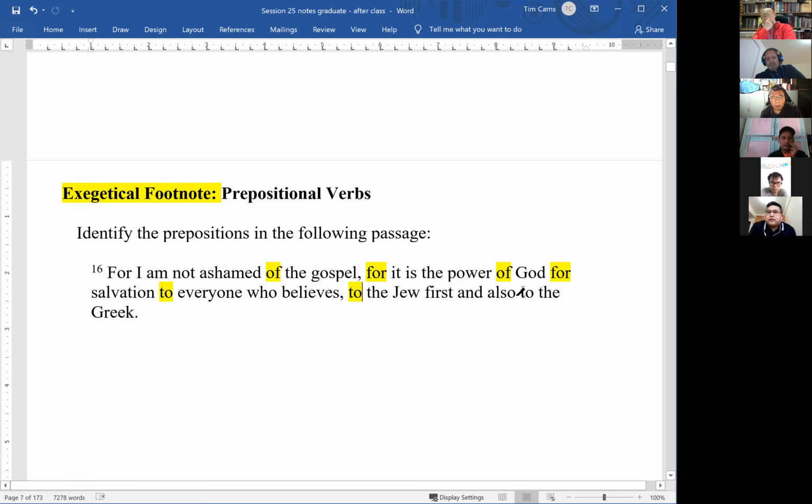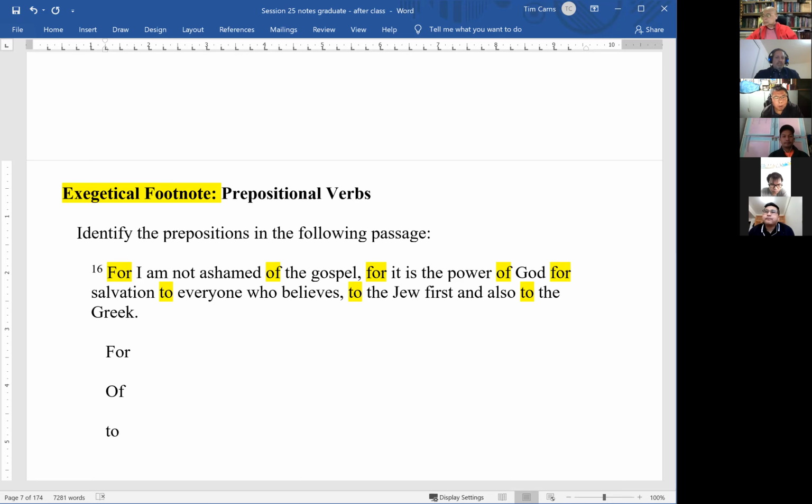And to the Greek, and then the for I am not ashamed. Okay, good. Now this initial for is actually functioning as a subordinating conjunction in this case, but it looks like a preposition. That was that tricky one. The word for can work both ways. But notice basically we have three prepositions that we see here. We see for, of, and to, right? Those are the only three that we see here, repeated a few times.